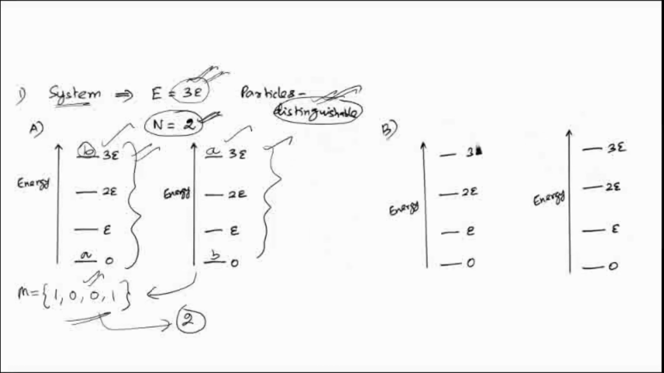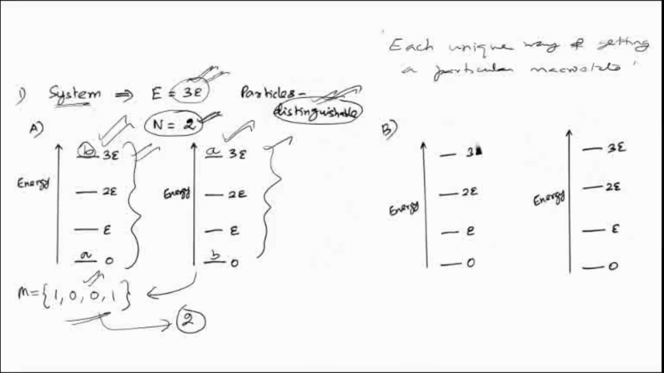So what are microstates? Very simple. Each unique way of getting a particular macrostate is what we call a microstate. I'll write here: each unique way of getting a particular macrostate is called a microstate. So this is one microstate, this is another microstate. So for this macrostate, we have two possible microstates.